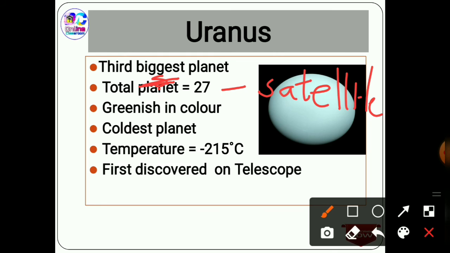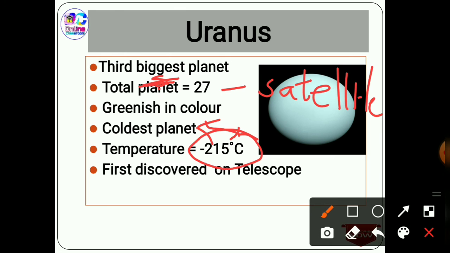Now if you look at it, it is greenish in color due to the presence of methane, and due to this methane, it appears greenish when seen in the telescope. Now another important point is that the temperature here is minus 215 degrees Celsius, and so it is called the coldest planet. Now why has it been called the coldest planet? Due to its low temperature.